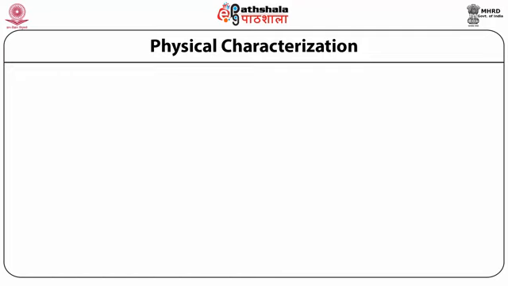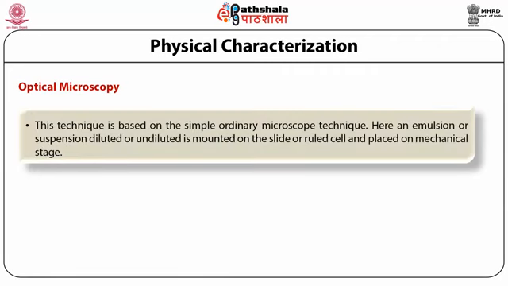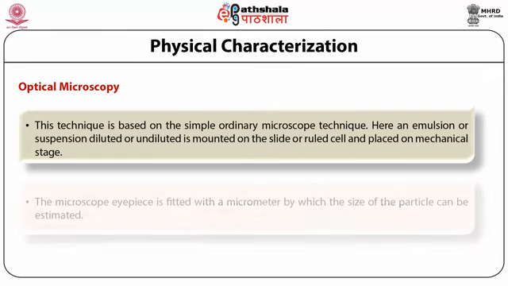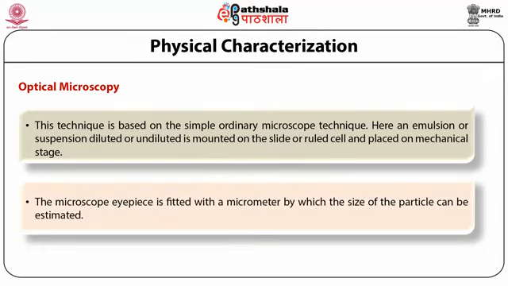Physical characterization under this, optical microscopy. This technique is based on the simple ordinary microscope. Here, an emulsion or suspension, diluted or undiluted, is mounted on the slide or ruled cell and placed on a mechanical stage. The microscope eyepiece is then fitted with a micrometer by which the size of the particle can be estimated.